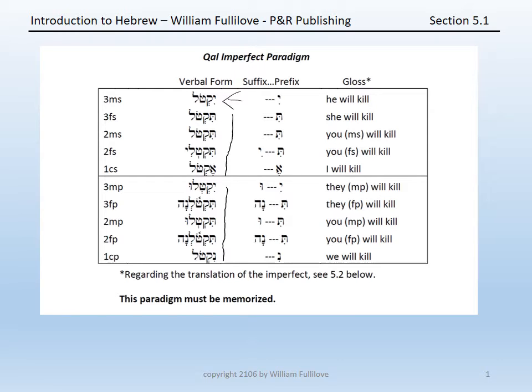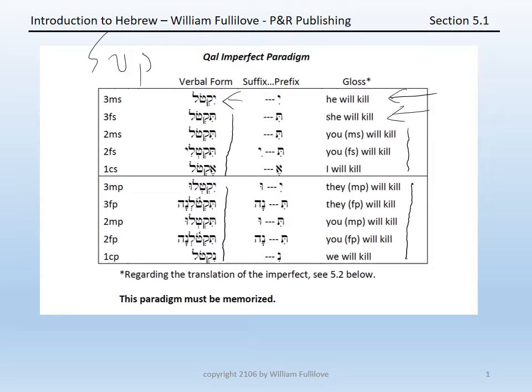As a gloss, again coming from the root katal, which has the sense of killing, we would have: he will kill, she will kill, you masculine singular will kill, you feminine singular will kill, I will kill. And then in the plural: they masculine plural will kill, they feminine plural will kill, you masculine plural will kill, you feminine plural will kill, and then we will kill.